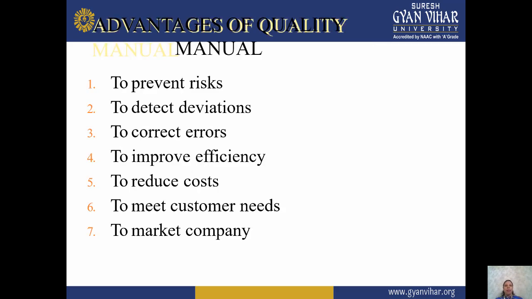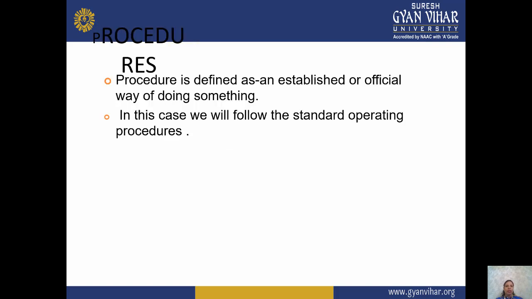Advantages of the quality manual. The different advantages of the quality manual include: to prevent risk, to detect deviations, to correct the errors, to improve the efficiency, to reduce cost, to meet the customer's needs, and to market company procedure. Procedure is defined as an established or official way of doing something. In this case, we will follow the standard operating procedure.